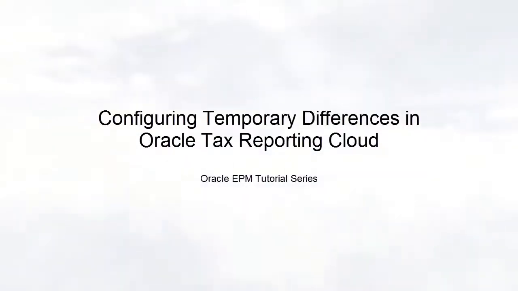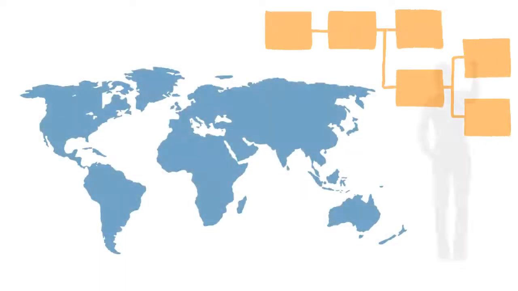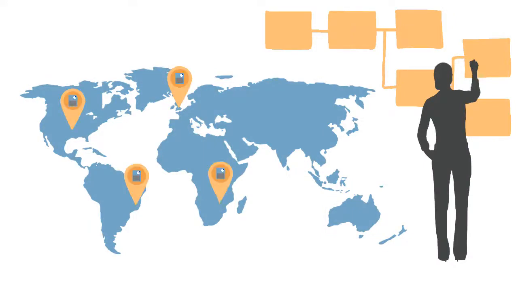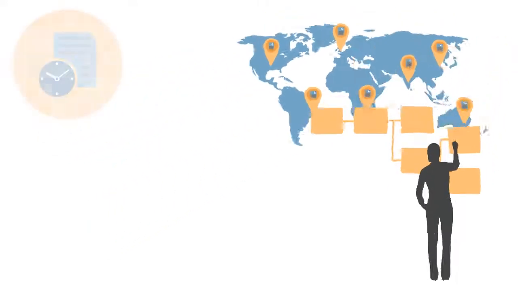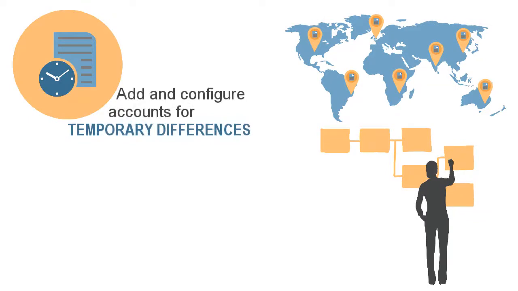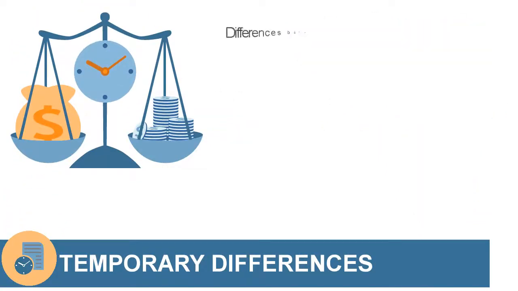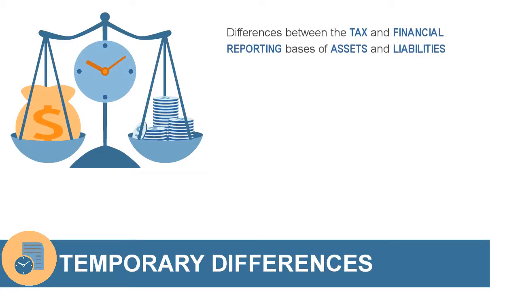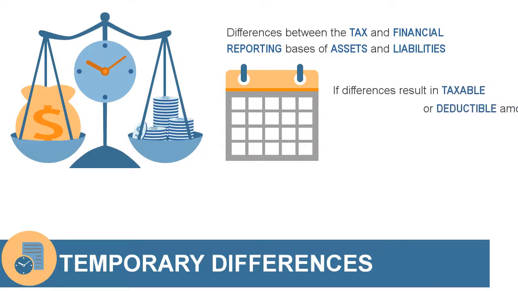Welcome to this step-by-step tutorial on how to configure temporary differences in Oracle Tax Reporting Cloud. During system setup, implementation, or as part of your ongoing tax reporting, you'll add and configure accounts for temporary differences. Temporary differences include all differences between the tax and financial reporting bases of assets and liabilities, if those differences will result in taxable or deductible amounts in future years.